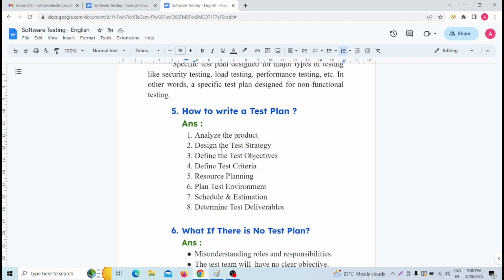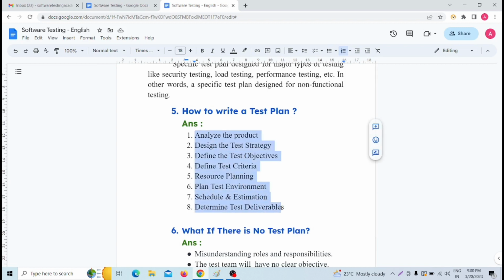Second one is to design the test strategy, then define the test activities, then define the test objectives, then define the test criteria, then resource planning, then plan the test environment, schedule and estimation, and then determine the test deliverable. These are the 8 points for how to write a test plan. In my next video, I am going to discuss all of these things.